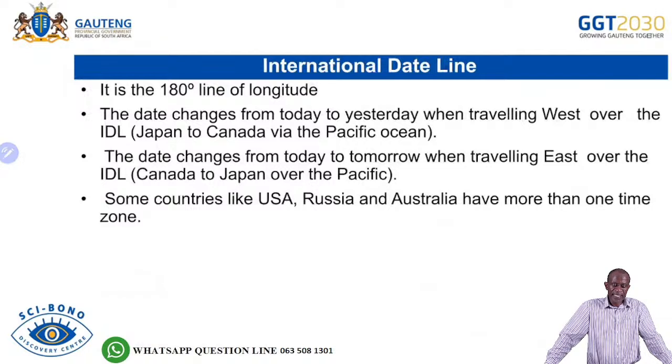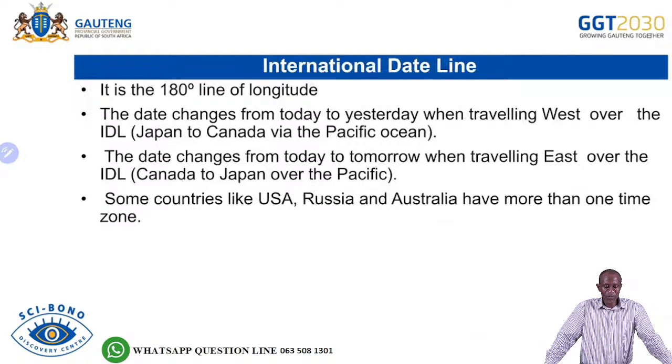The slide indicates that the date changes from today to yesterday when traveling to the west over the IDL. This happens from Japan to Canada alongside the Pacific Ocean. And it further changes the date from today to tomorrow when traveling east over the IDL from Canada to Japan, still over the Pacific Ocean.